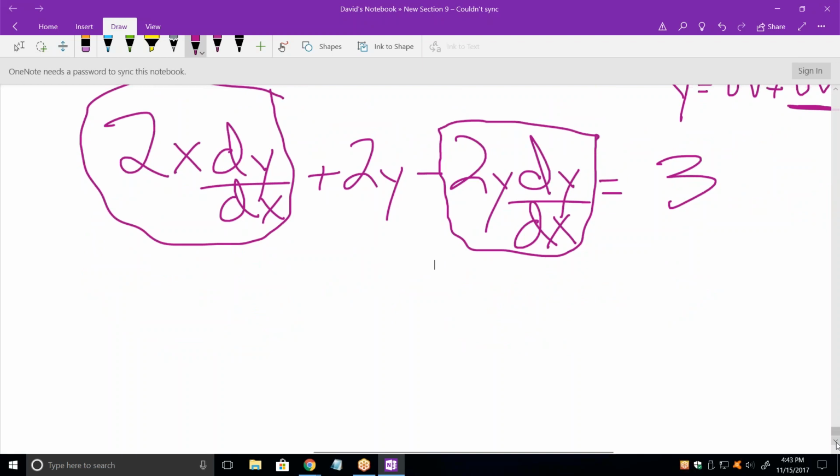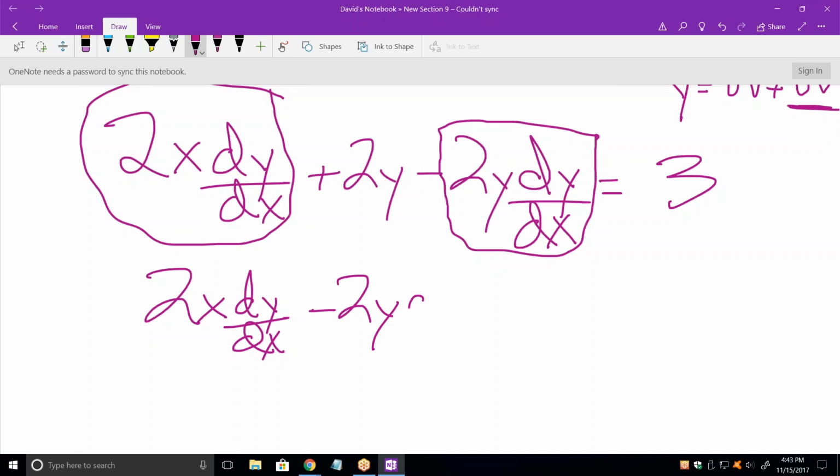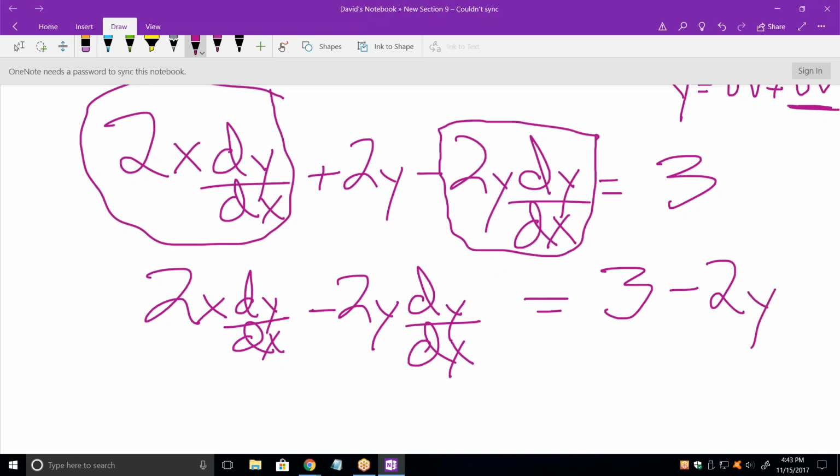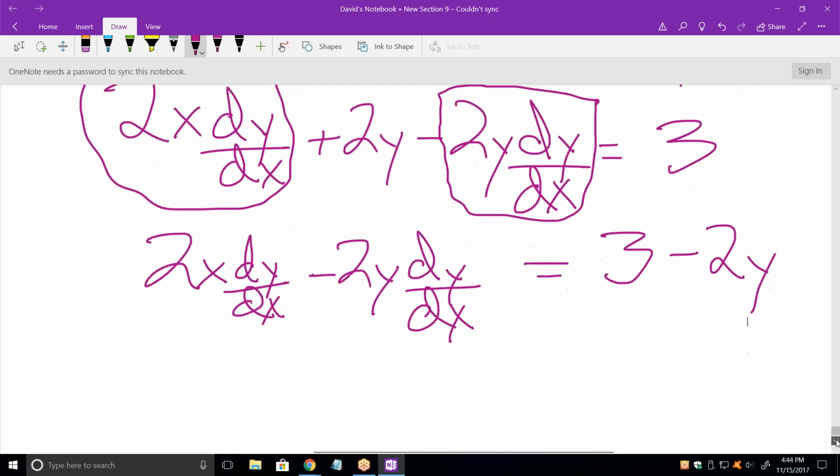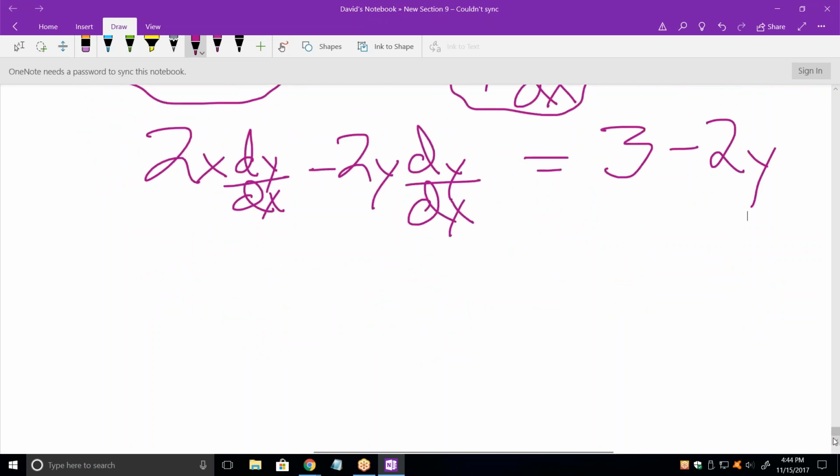So I got two terms. So here's what I got: 2x dy/dx minus 2y dy/dx. And I'm moving that 2y to the other side of the equation. Okay? What would the next step be if I'm trying to solve for dy/dx? Be to divide that. Think factoring.